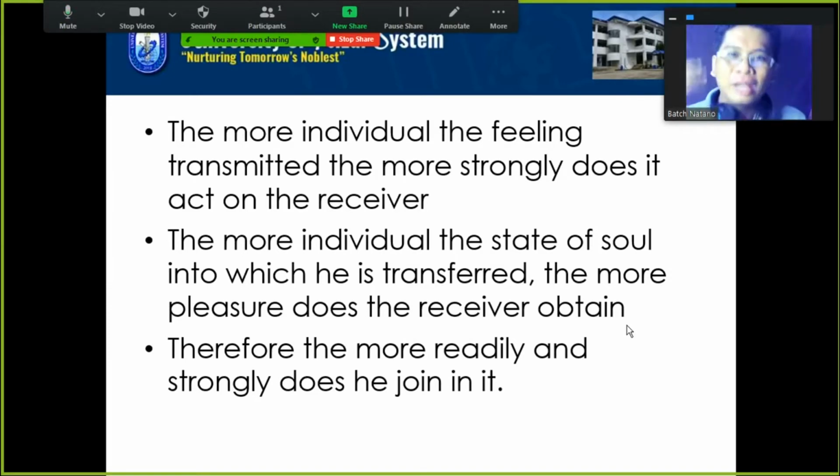Kaya, sabi diyan, the more individual the feeling transmitted, the more strongly does it act on the receiver. Therefore, the more readily and strongly does he or she join in it. Yun yung infection theory. Lahat tayo may ganong sensation, lahat tayo may ganong feelings na kahit hindi gusto ng marami yan, dahil nga favorite natin yung taong gumawa noon, o sige, ayan.